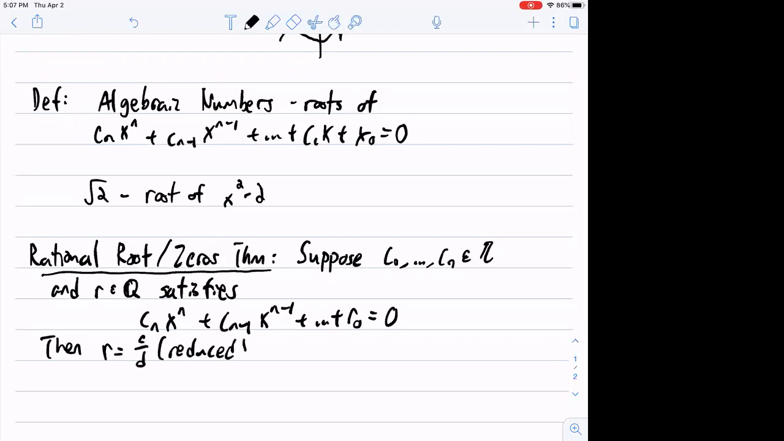So by reduced, basically what I mean is if C over D is like 2 over 4, we write 1/2. That's what I mean by reduced. If you want to be pedantic, the GCD of C and D is 1. This is the greatest common divisor.